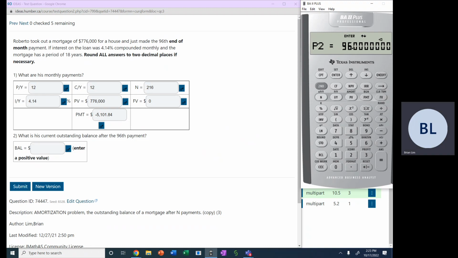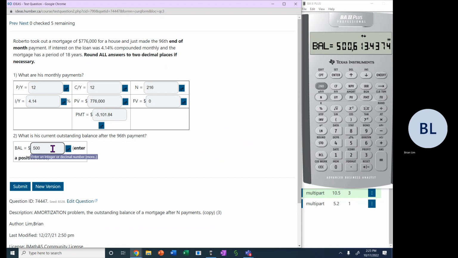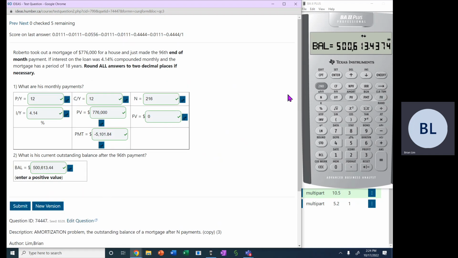Now we're looking for the balance. If we go down right here, we click on that key, and that is indeed the balance: $500,613.44 if we round it to 2 decimal places. All right, and that we will submit, and it is correct.